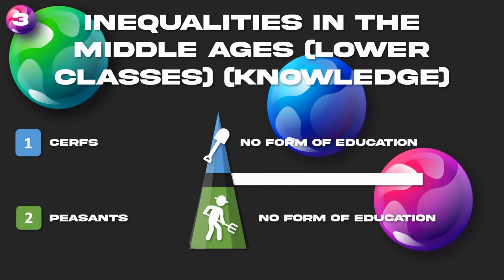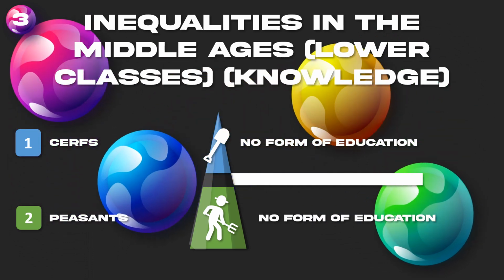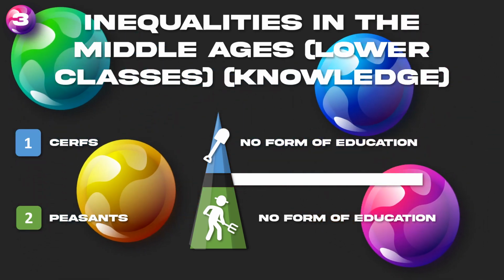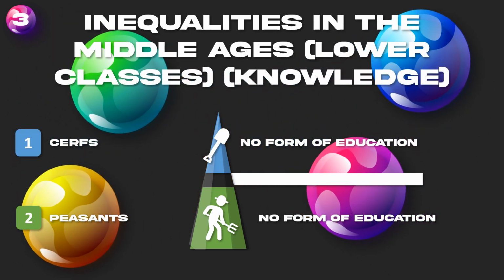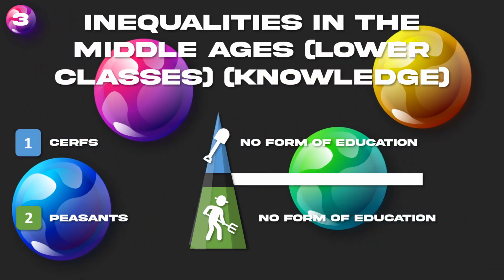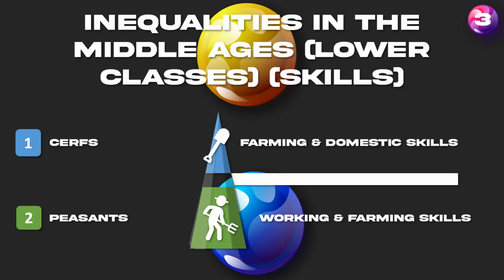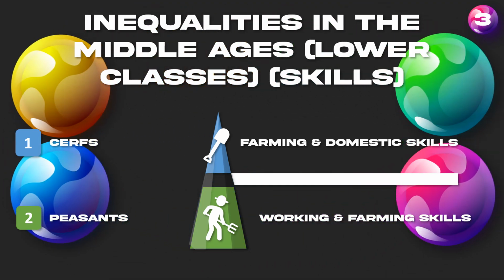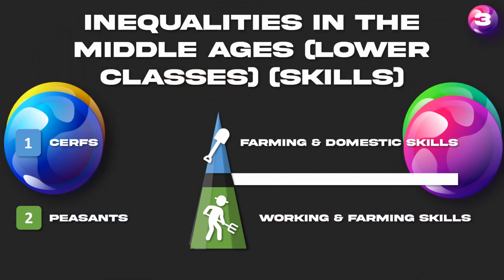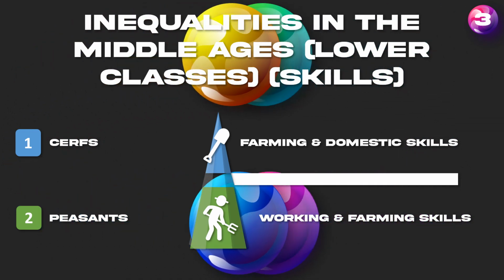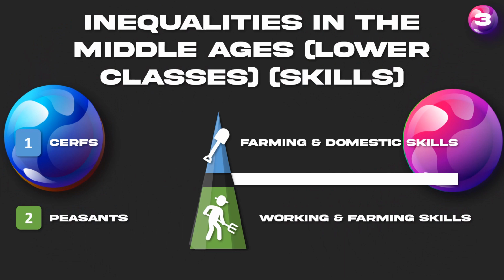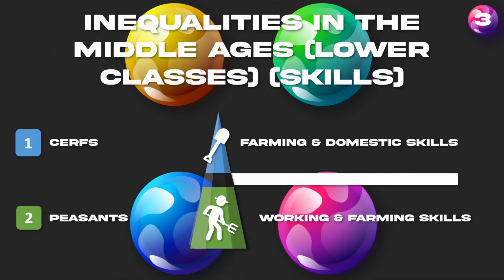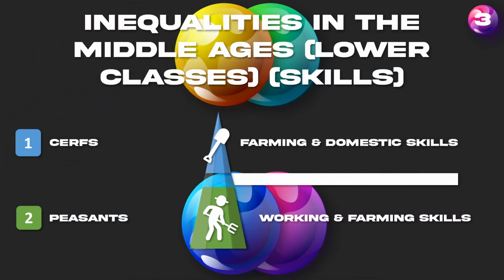If we focus on the lower classes, we can see that the serf and the peasant had absolutely no form of education at all. In terms of skills in the Middle Ages, serfs and peasants are the lowest classes and are the only ones with skills. For serfs, farming and domestic skills, and for peasants, working and farming skills.